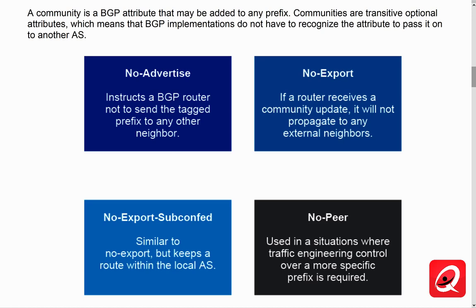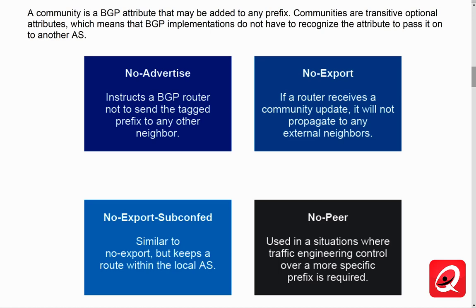All right. Now, I'll go through it one more time because the book does a little bit of a different description than what I provided, maybe a little bit more detail. So no advertise, again, instructs a BGP speaking router not to send the tagged prefix to any other neighbor, including IBGP speakers. The no export, if the router receives an update carrying the no export community value, it's not going to propagate that update to any external neighbors except intra-confederation external neighbors. And the no export attribute is the most widely used predefined community attribute. It is used, by the way, primarily as a mechanism for ensuring that we're a non-transit AS when we have a multihomed scenario. We can use that no export attribute.